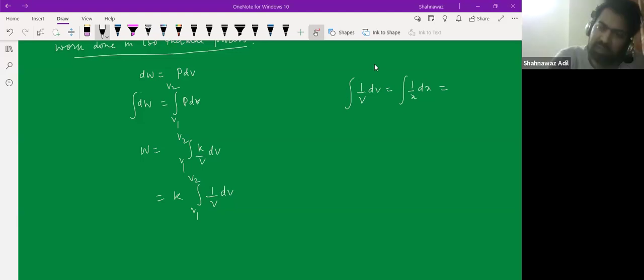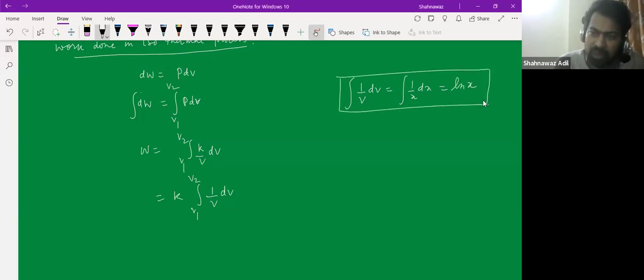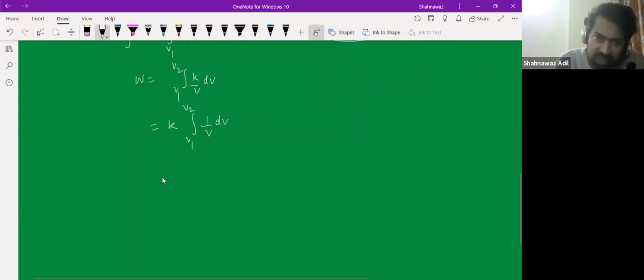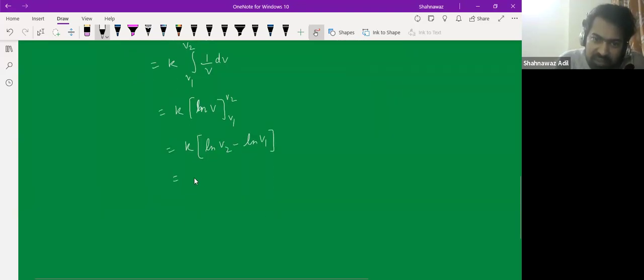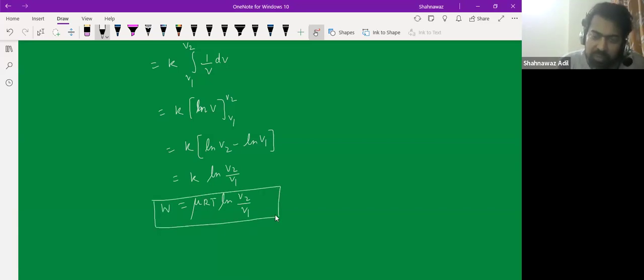So what is the integration of 1 by X? This is ln X, right? Yes, sir. Similarly, we can write this as K ln of V, and the limit is V2 and V1. So if we write this, this would be ln of V2 minus ln of V1. And we know that we can write this subtraction as division. So this is K ln V2 by V1, right? So we know that what is this K? This K was mu R T. So this is mu R T ln V2 by V1, the work done in an isothermal process, right?